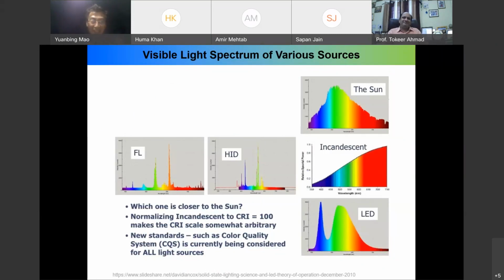But anyway, if we look at these two spectrums, keep in mind this is a sunlight spectrum. The question here is which one is closer to the sun. That's something we always need to consider when we have different phosphors and different light sources.